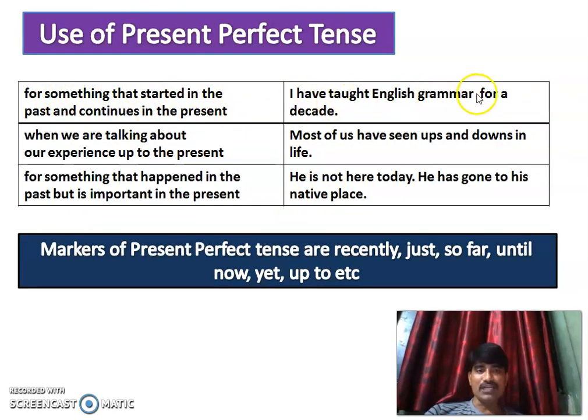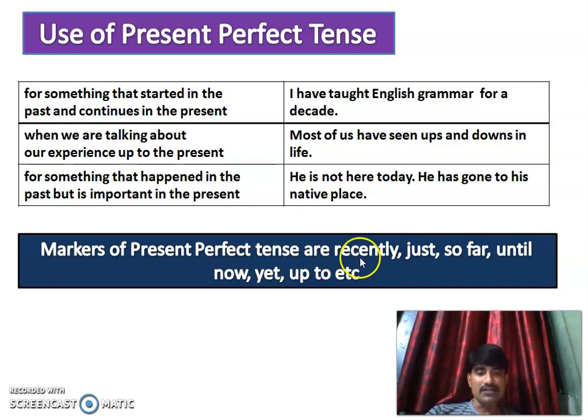Like, I have taught English grammar for a decade, for something that has started in the past and continues in the present. When we are talking about our experience up to the present, like this, most of us have seen ups and downs in life. So please make sure that there are some markers that describe that it is present perfect tense, or it has to be present perfect tense.